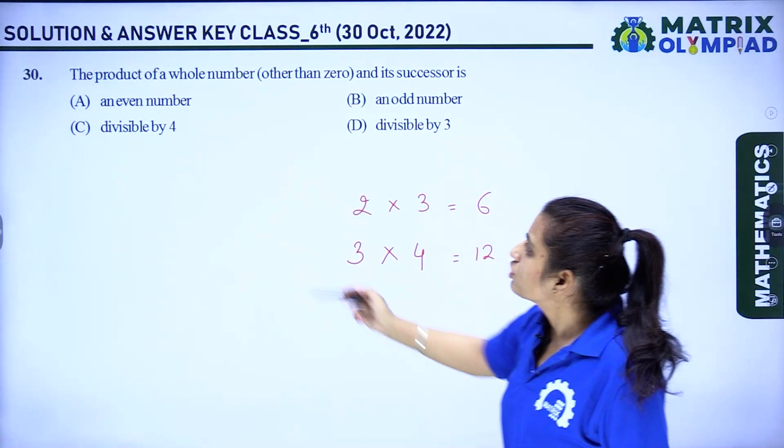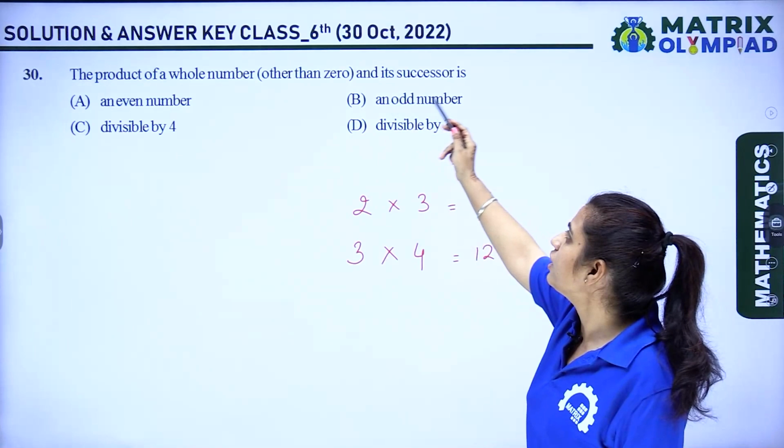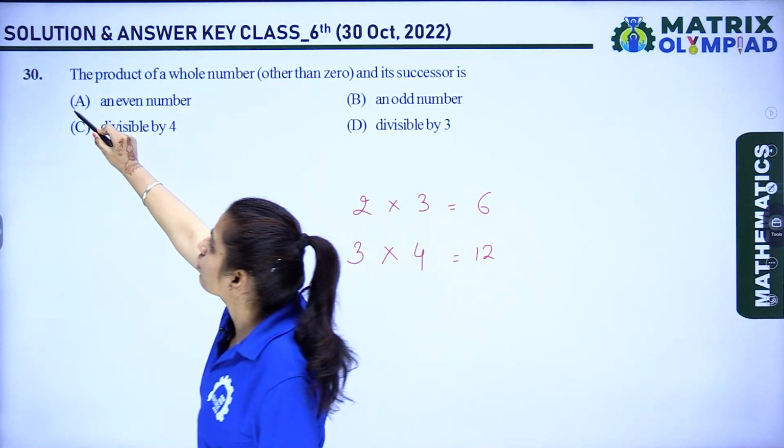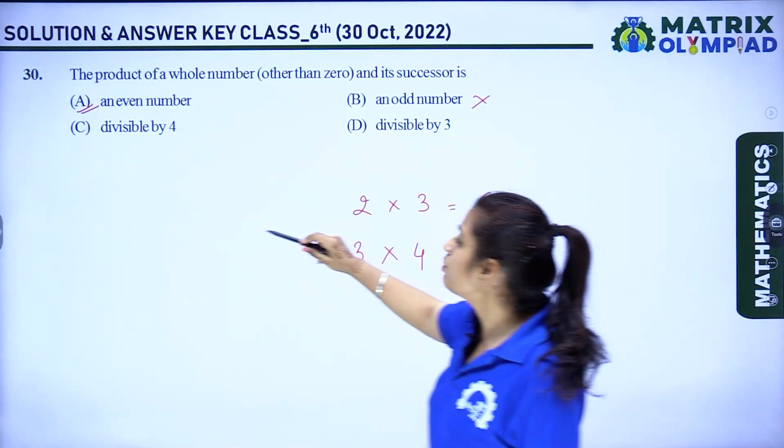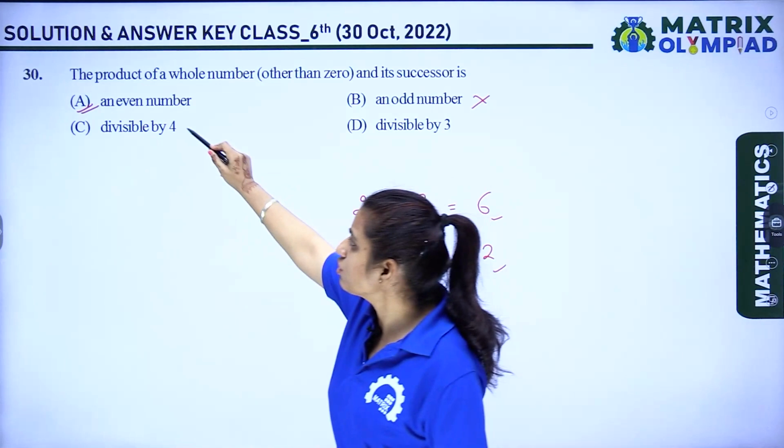So here we find that the product of a whole number other than 0 and its successor is always an even number. You can see that 6 is an even number, 12 is an even number. So the odd number option is cancelled out. Divisible by 4: 6 is not divisible by 4. So option C is also cancelled out. Now the last option is option D.